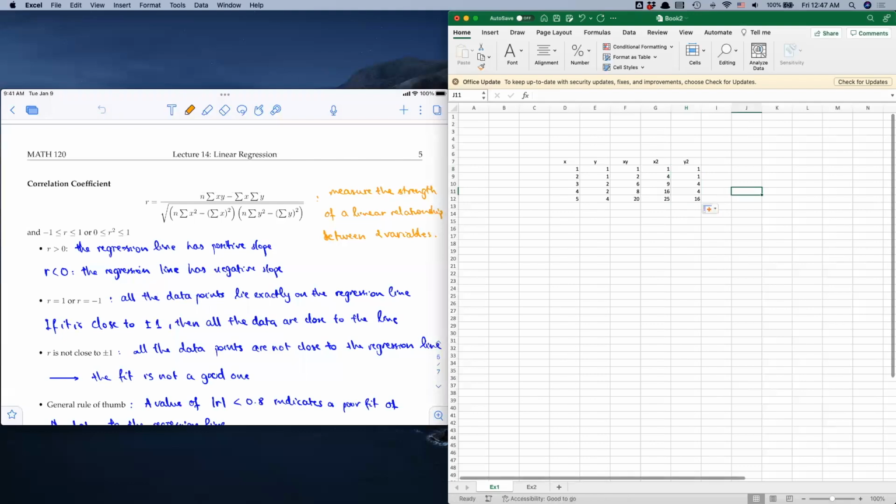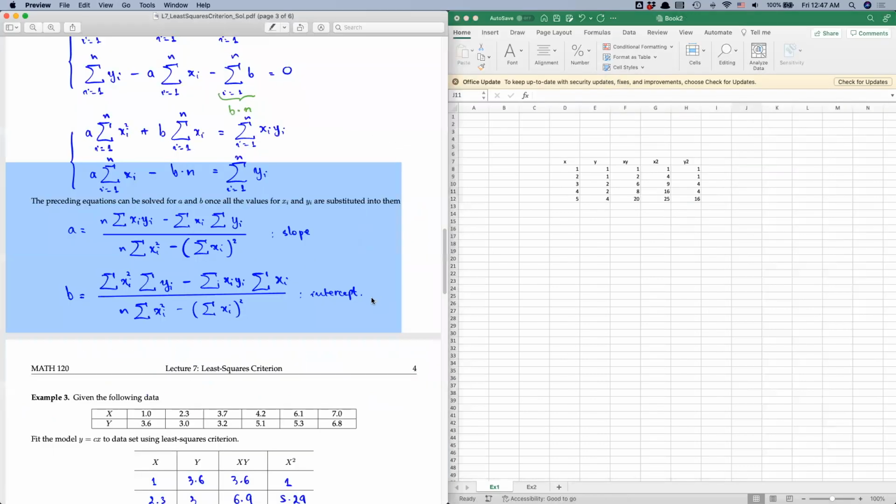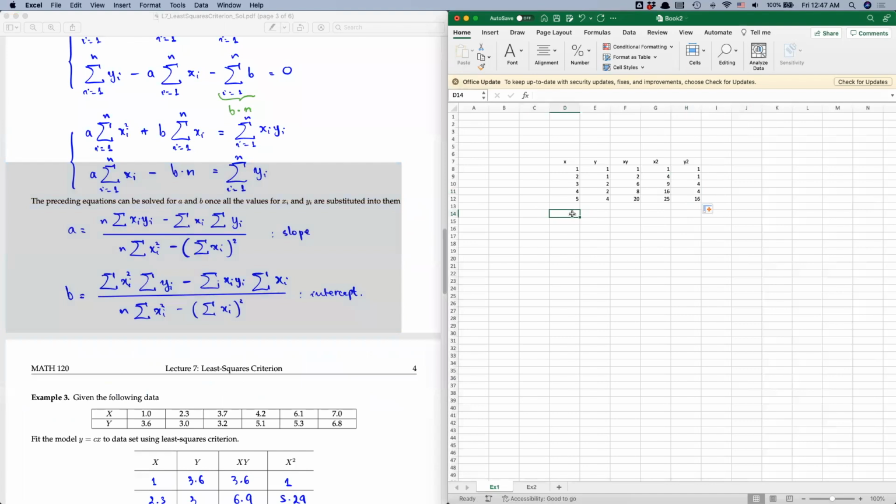Okay, so let me go back to lecture 7 again. For a and b, we need the summation of x, the summation of y, the summation of xy, and the summation of x squared. So I'm going to calculate the summations for all of these columns. I'm going to sum all of these entries and get 15. I'm going to drag the formula to the right, and it helps me calculate the summation for each column.